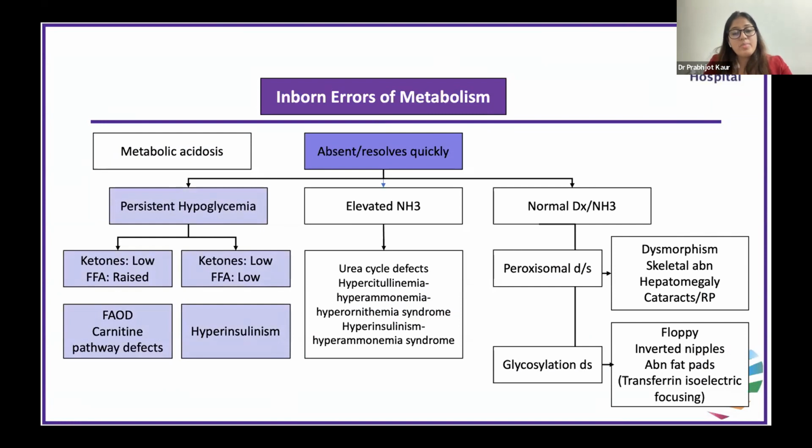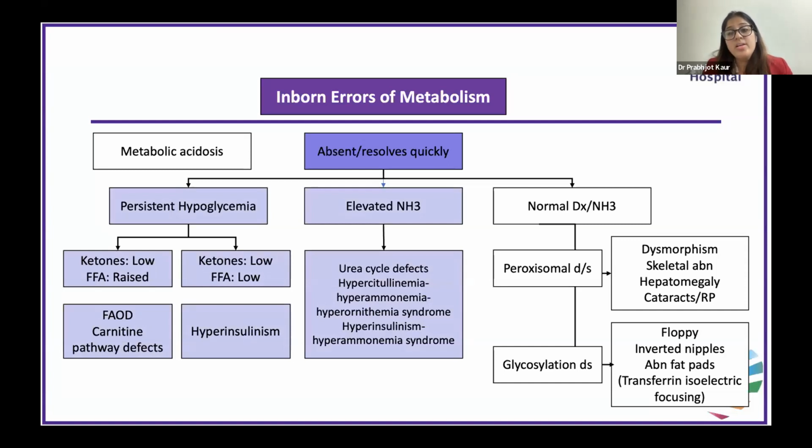If associated with persistent hypoglycemia, the ketones are low and free fatty acids are raised, we consider the differentials of fatty acid oxidation disorders or carnitine pathway defects. In case both of these are low, it indicates the states with increased insulin. Elevated ammonia with normal blood gas, no acidosis, it is predominantly the urea cycle defects that we consider.